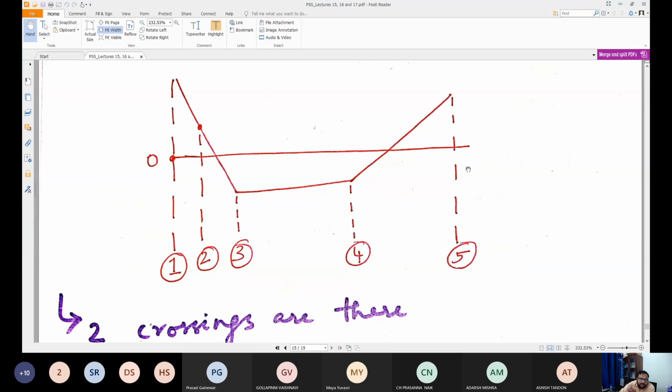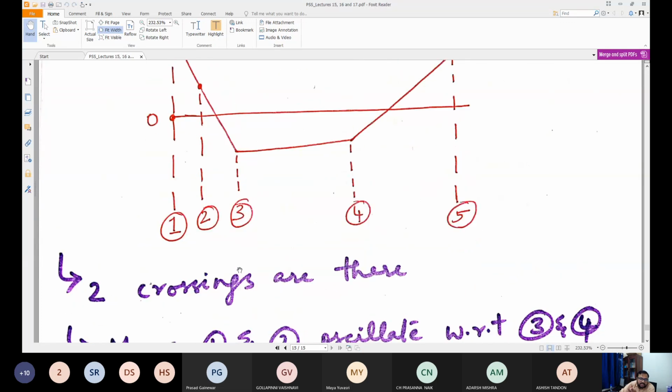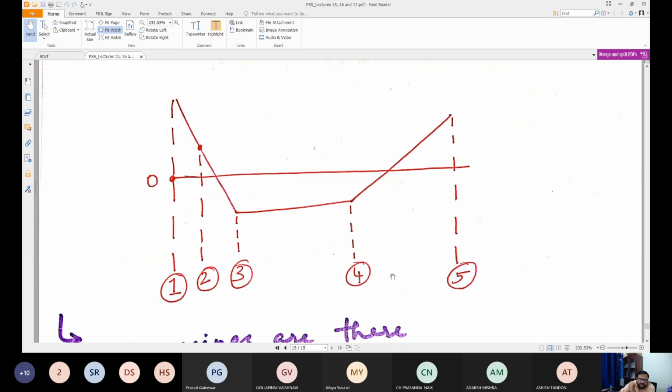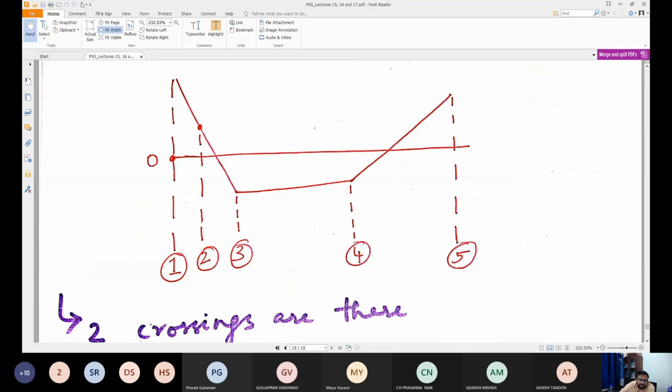So that is how we find two crossings are there. What is the meaning of two zero crossings? How will the oscillations be? Here 1, 2 and 5 are moving in the same direction, and 3 and 4 in a separate direction.